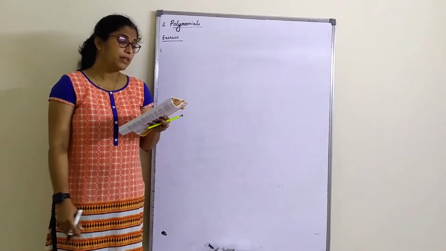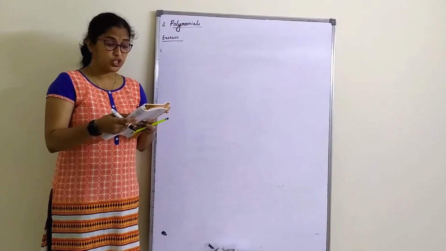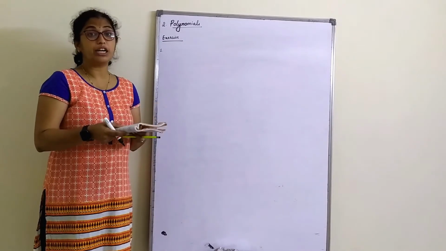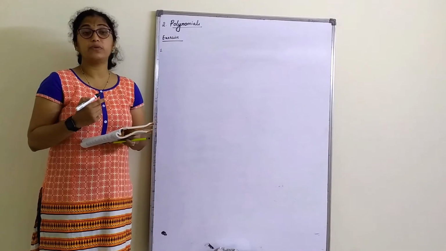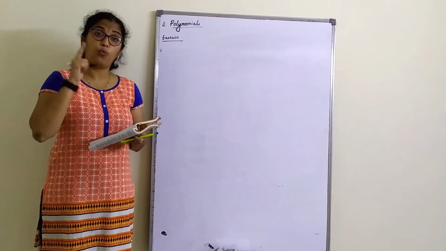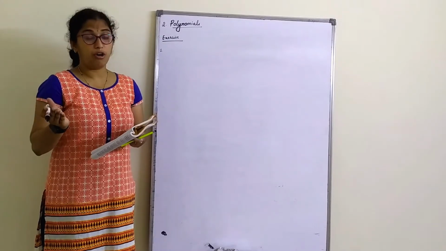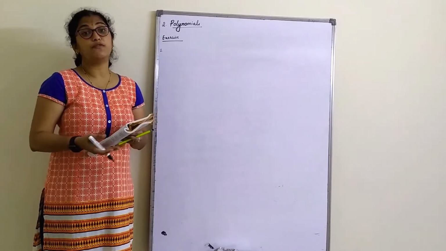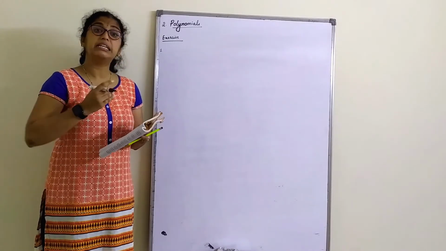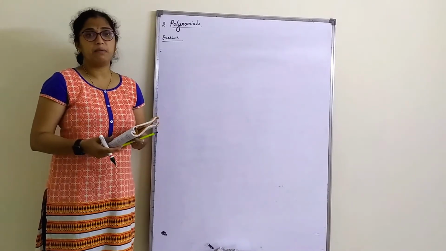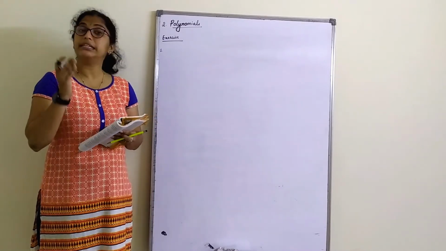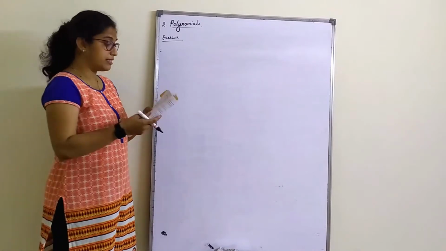The first one: which of the following expressions are polynomials in one variable and which are not? In the given examples, we have to state whether the given expression is a polynomial in one variable or not, and state the reason for your answer. It could be any variable, not only x, but only one variable. If yes, give reason. If no, also give reason.